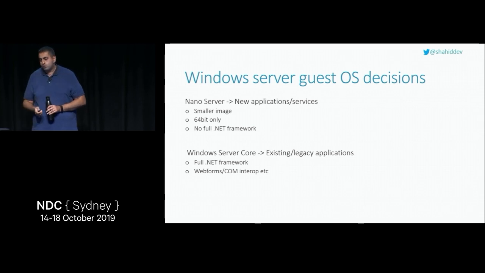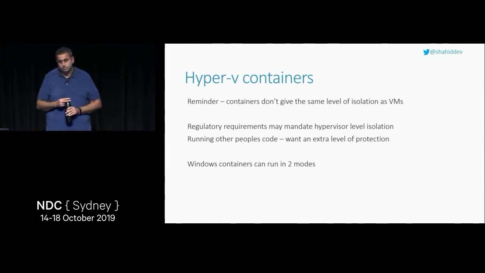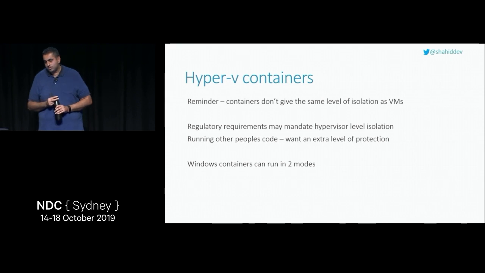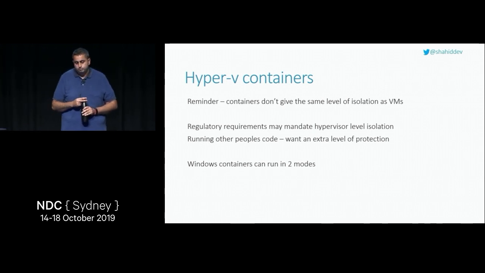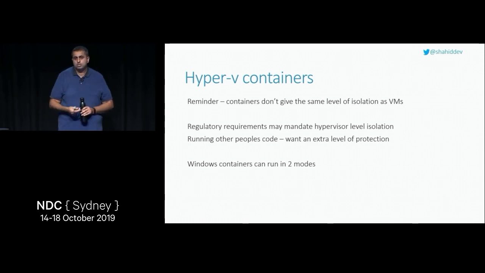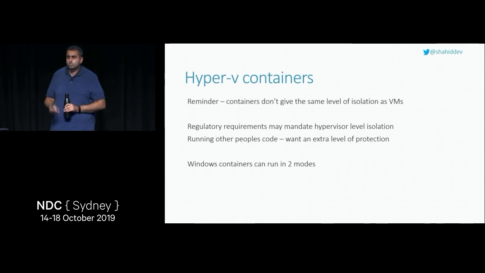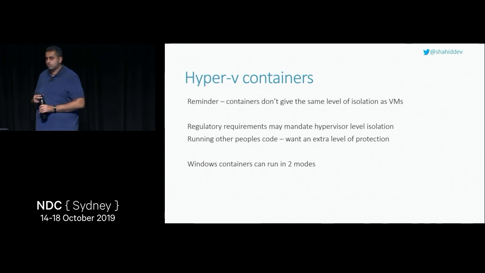So we have two operating system choices. We also have two container flavors within Windows. So we have the standard Windows containers, and we have something called Hyper-V containers. So remember I said that containers don't give you the same level of isolation as VMs? Sometimes you have requirements, regulatory requirements, that say you must have hypervisor isolation between running applications. Or if you're running somebody else's code and you don't trust it at all, you may need this extra isolation. It is possible to break out of a container if containers have not been properly patched and the operating system has not been properly patched.